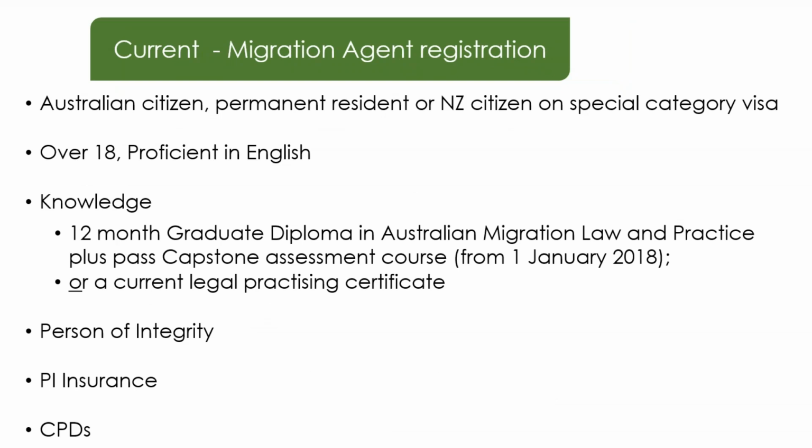To be a migration agent, you must currently be an Australian citizen or permanent resident, or a New Zealander with a special category visa, over 18, proficient in English, a person of integrity, fit and proper, and have sufficient knowledge. That's shown by completing a prescribed course, which is a 12-month graduate diploma in Australian migration law and practice, which has recently changed from a 6-month certificate course, plus a separate capstone assessment course. Or you show knowledge by having a current legal practicing certificate. You also need to have professional indemnity insurance and do your continuing professional development.